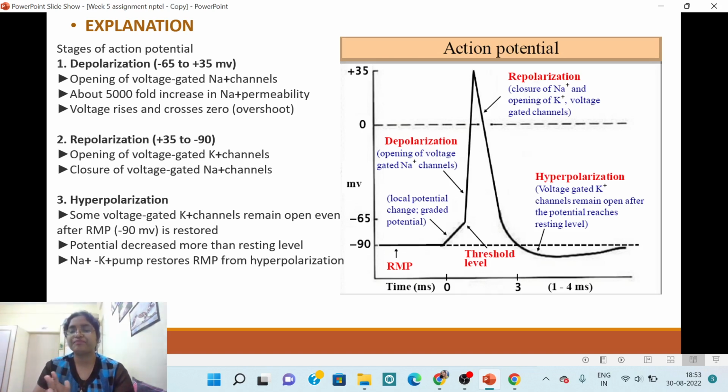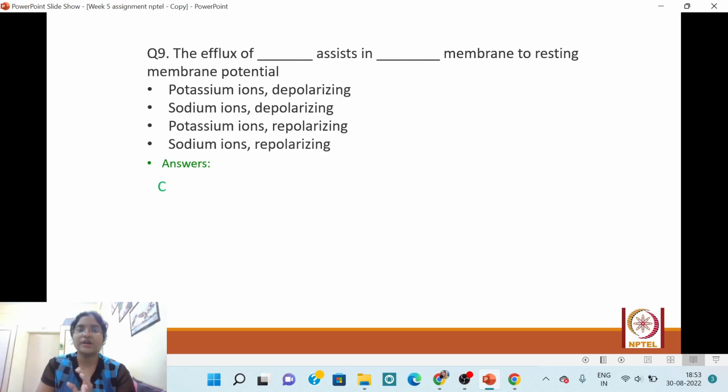So what is happening? All the K plus ions are going out, making the membrane potential negative again and reaching down to resting membrane potential. That is, the efflux of the potassium ions is happening again. It is happening continuously from the repolarized state. It is becoming hyperpolarized, that is, it is now in a much more negative state. Again, it is coming back to the resting membrane potential. So, for all of these, the resting membrane potential is based on the potassium ion concentration inside the cell. So, our answer was potassium ions and repolarizing.